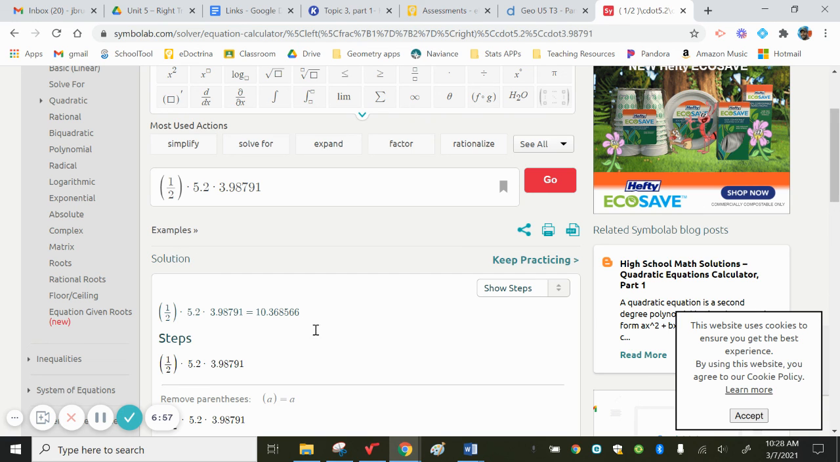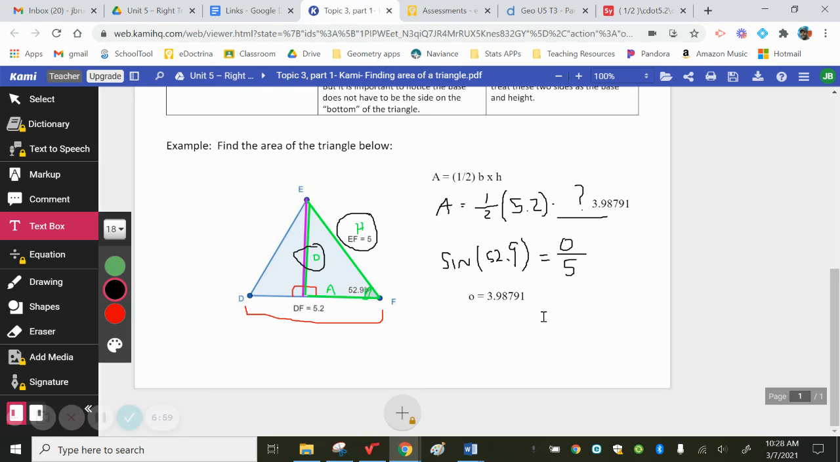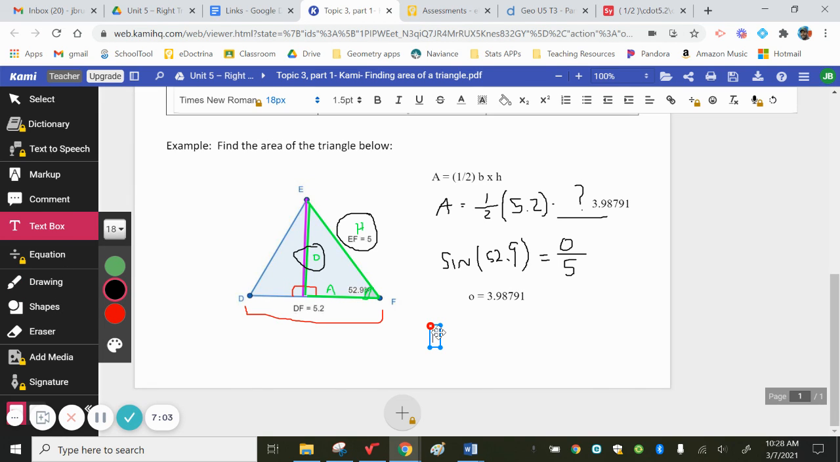10.368566. Now I didn't tell you how you should round that, but let's say that now we can come down here and say that my area is about 10.4 square units.